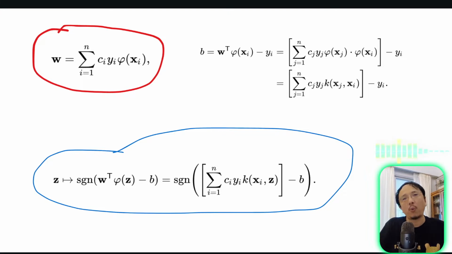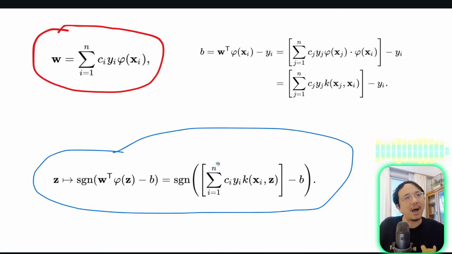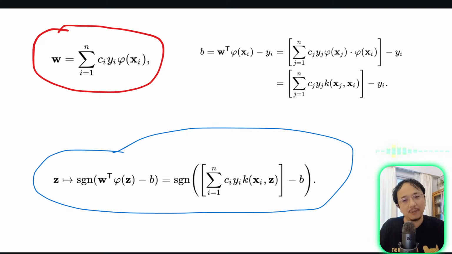Because when we compute this, we have a summation right here, and it is a summation from 1 to n. The n is the number of samples in your training data. So if your training data has a lot of different samples, like 1 million samples, the computation will cost a lot of time, not only for the training, but also for the prediction. So even the prediction time depends on the size of your training data.